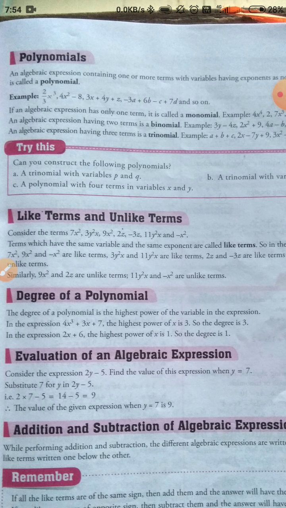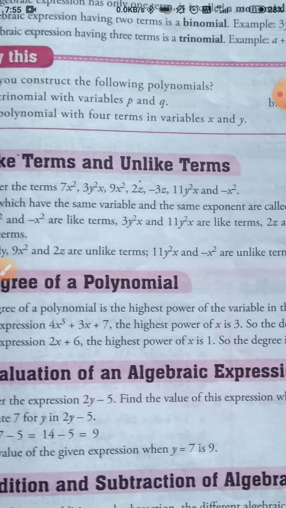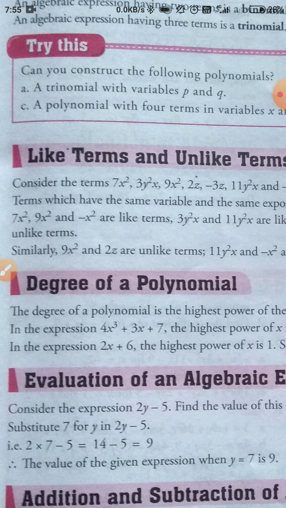Moving ahead, degree of a polynomial. Suppose you are given any algebraic expression or polynomial, you have to look for the highest power in that whole expression. That highest power of the variable is known as its degree, right? Suppose here if we take this example, 4x cube plus 3x plus 7, you can see that the highest power here is 3, right? And in the expression 2x plus 6, the highest power is 1, right?